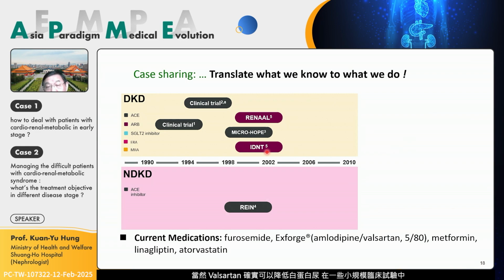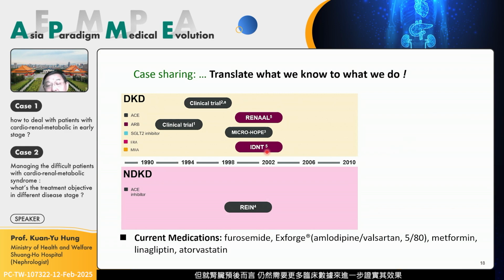Of course, it can reduce albuminuria, and in small-scale clinical trials, for example the ABCD trial published in 2006 or the MARBLE trial in 2002, both were small-scale studies that followed albuminuria reduction and showed that losartan could have benefit.